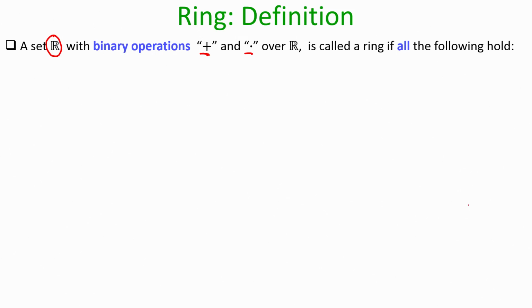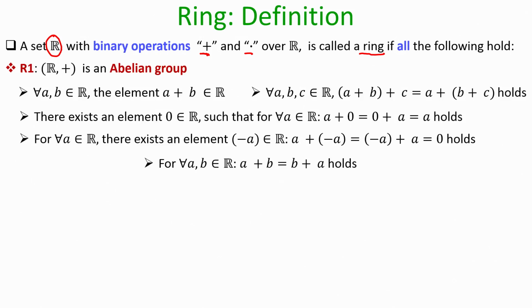So, we will say that this set R along with these two operations plus and dot will be called a ring if all the following ring axioms are satisfied. Axiom number 1, we need the set R to satisfy the properties of an abelian group with respect to your plus operation. Okay. And what are the properties that we require from an abelian group?